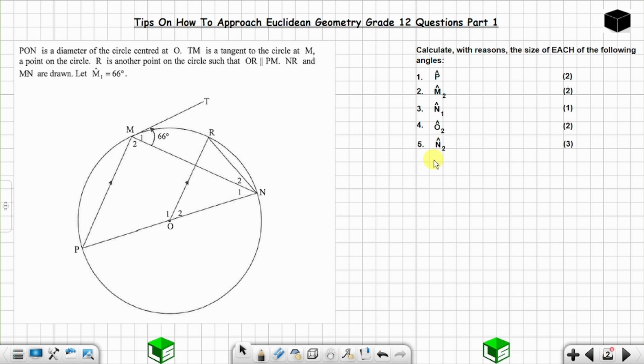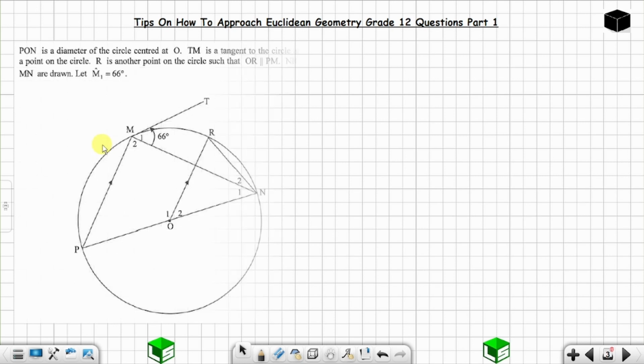We have 5 questions to answer. You can see you are requested to find, the question says, calculate with reasons the size of each of the following angles. So you have 1, 2, 3, 4, 5 questions, and you have the marks allocated. So let's get started on the next slide.